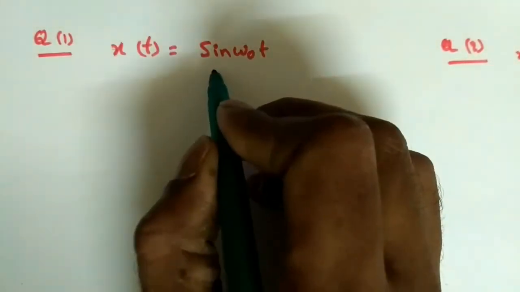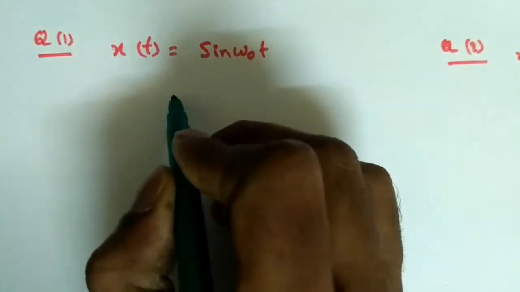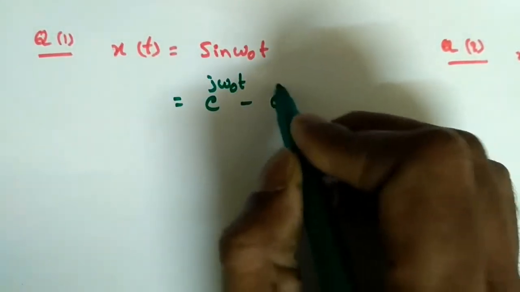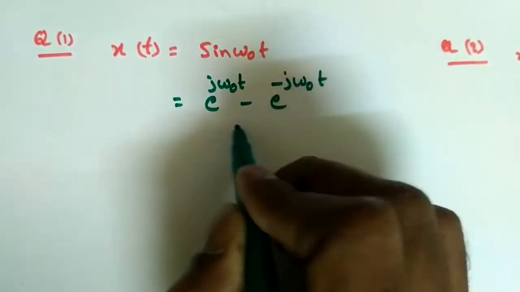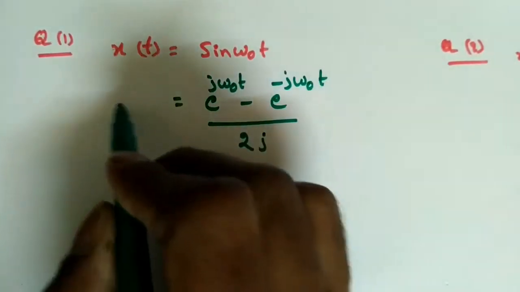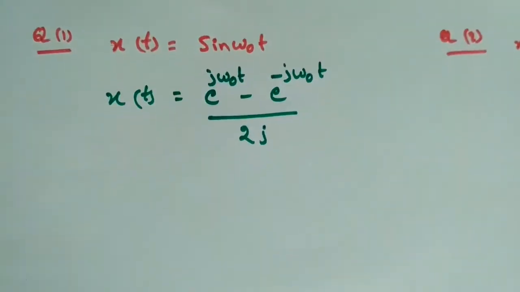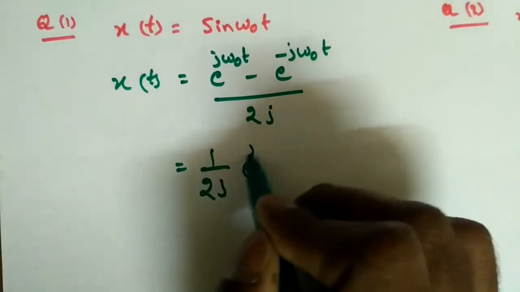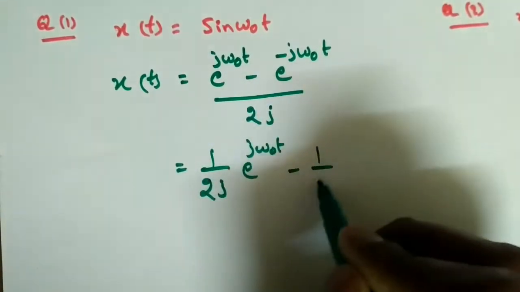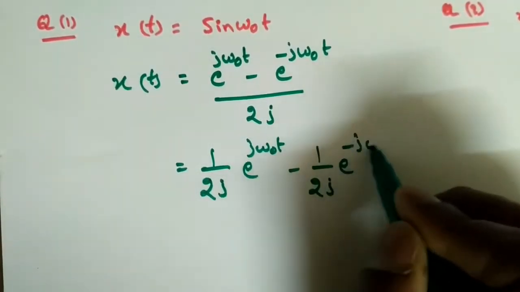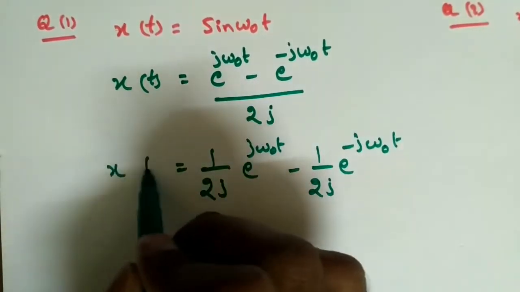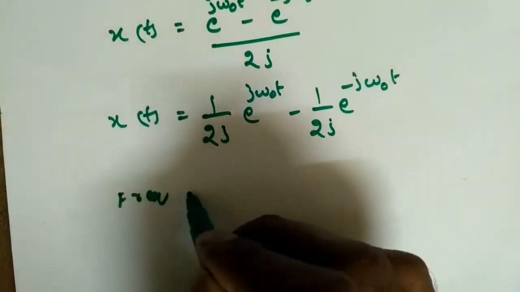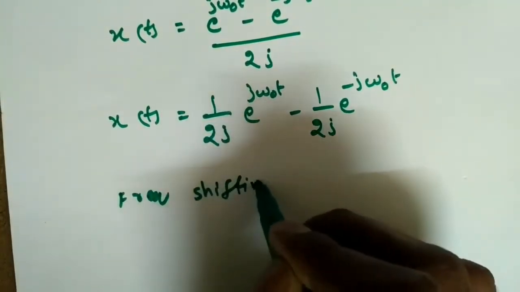First, we need to expand this signal using Euler's relation, that is, x of t equals e power j omega naught t minus e power minus j omega naught t, divided by 2j. That is, x of t equals 1 by 2j e power j omega naught t minus 1 by 2j e power minus j omega naught t. What is the property we need to use? That is the frequency shifting property.